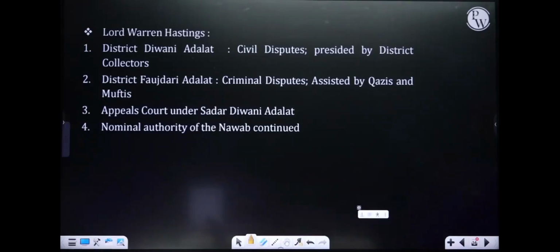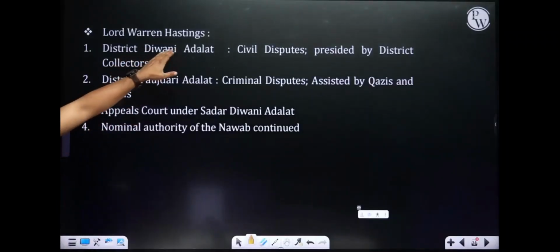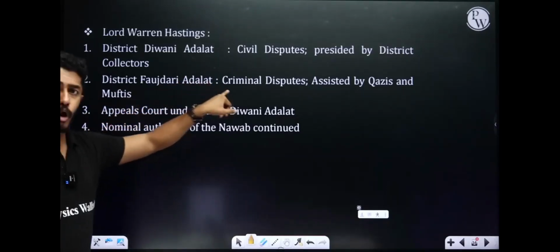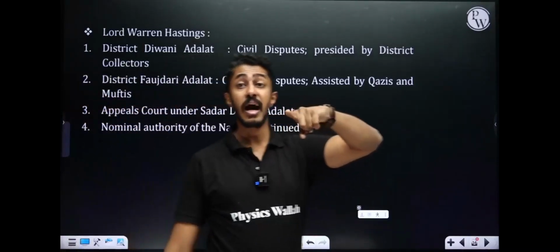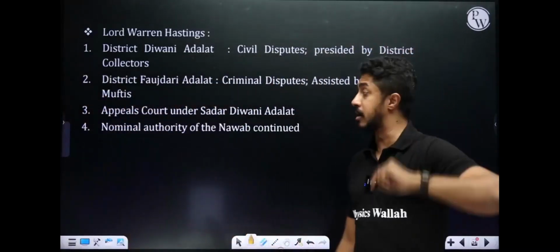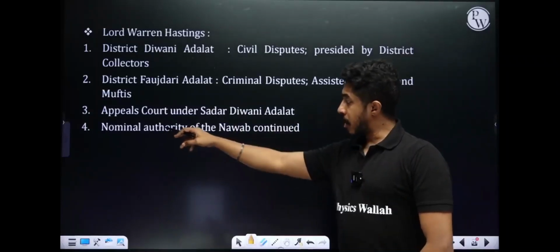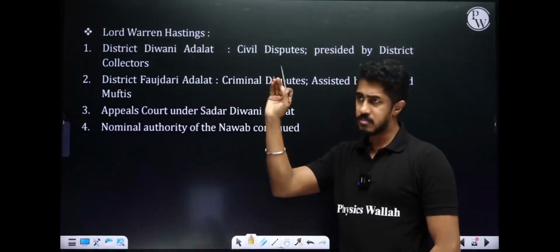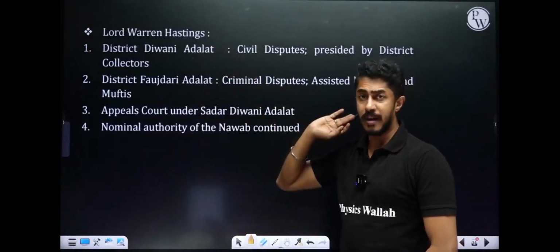Lord Warren Hastings. Again, let us see the small contributions made by various people. District Diwani Adalat: civil disputes presided by the district collector. District Faujdari Adalat: Faujdari, law and order, criminal cases, assisted by Qazis and Muftis. Qazi, Mufti, again, Islamic personal law. Appeals court under Sadar Diwani Adalat. Nominal authority of the Nawab continued. Nominal authority means what? Just for show. Nawab as in the king. Clear? Under whom? Lord Warren Hastings.